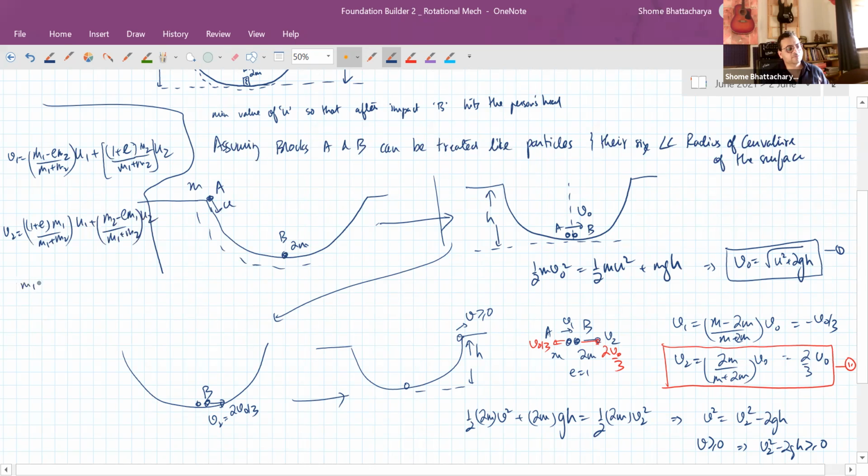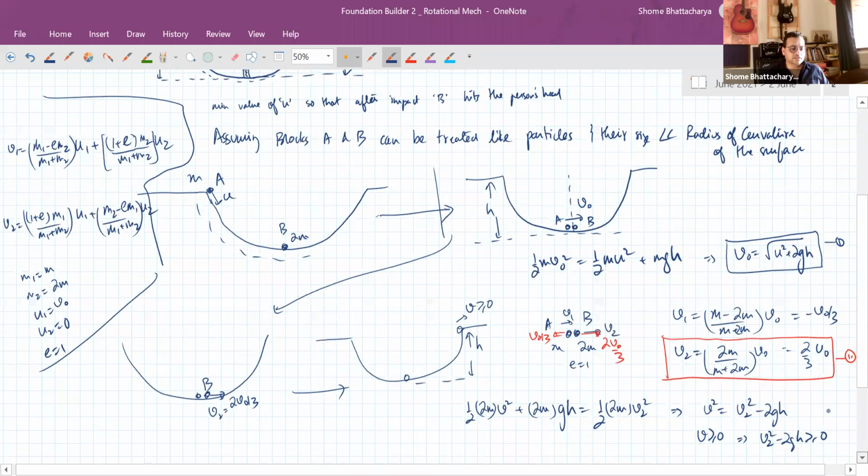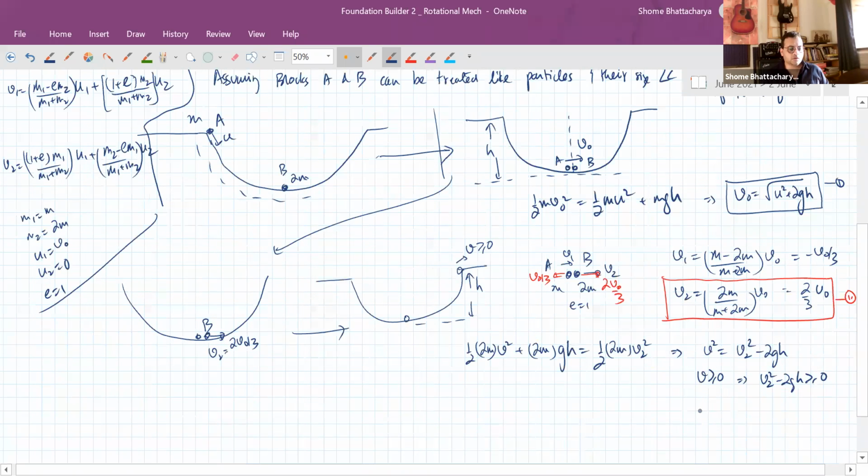So here we are substituting M1 as M, M2 as 2M, U1 as V0, U2 as 0, and E as 1. So that's how I've got these equations. Okay, so anyhow, now we have to satisfy this condition. So 2 V0 by 3 should be greater than square root of 2GH.